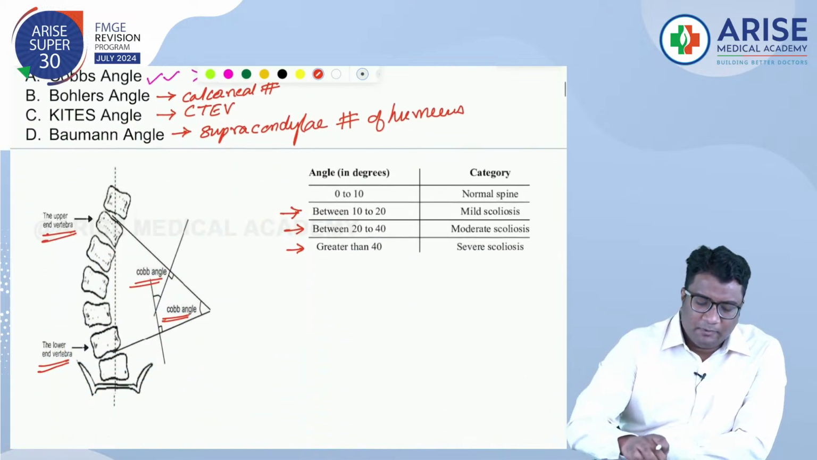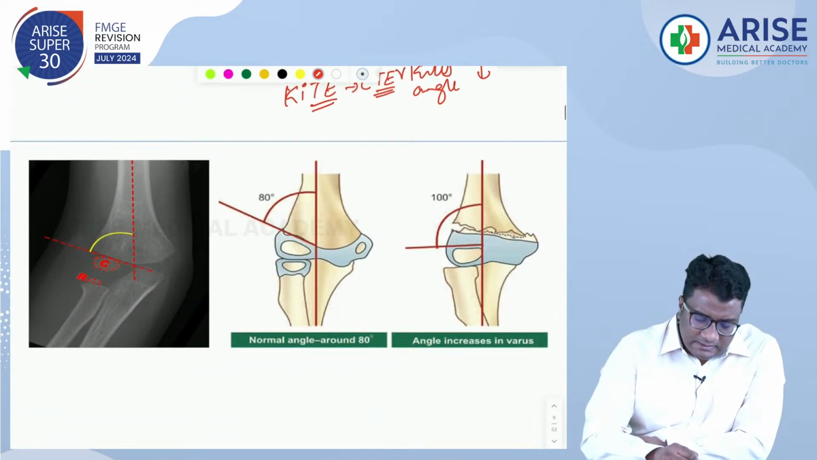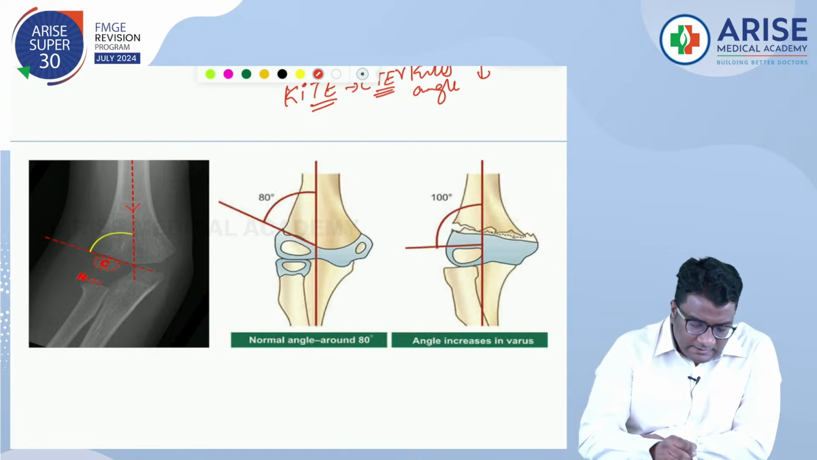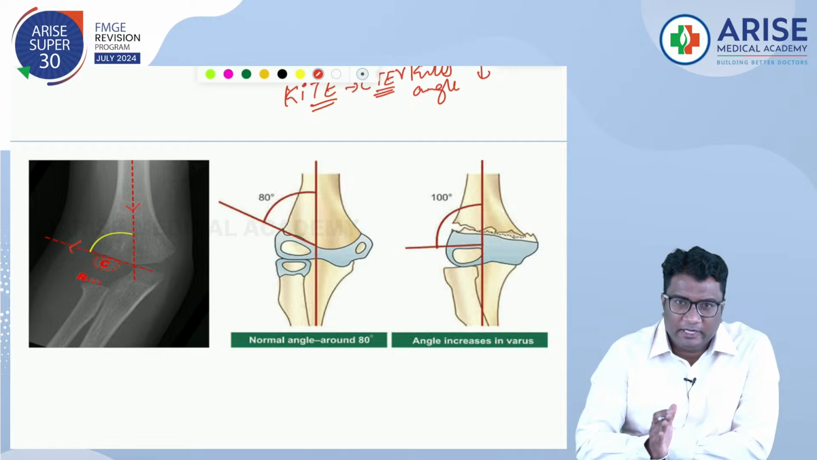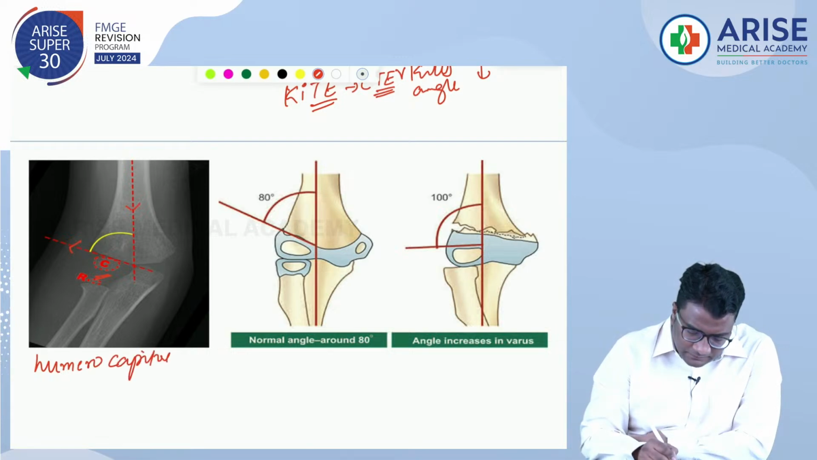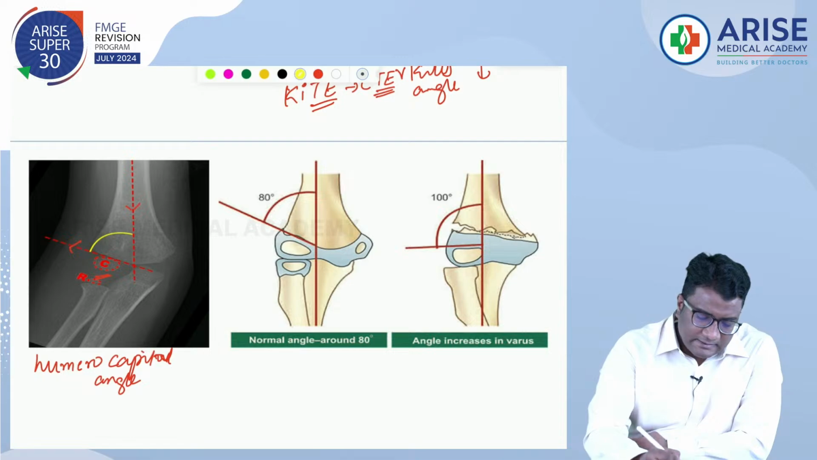Now let's look at what is Baumann's angle. Now Baumann's angle, so you look at this. This is the angle through the mid shaft of the humerus, and this is along the capitulum, the lateral condyle of the humerus. So this humerocapitellar angle, along the physeal plate of the capitulum and the shaft of the humerus, you measure this angle. This is called Baumann's angle.